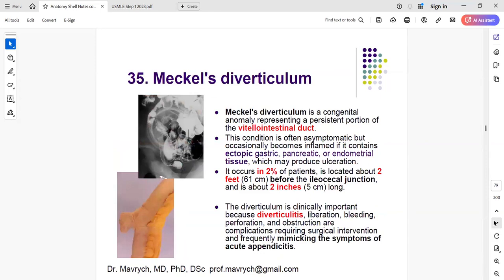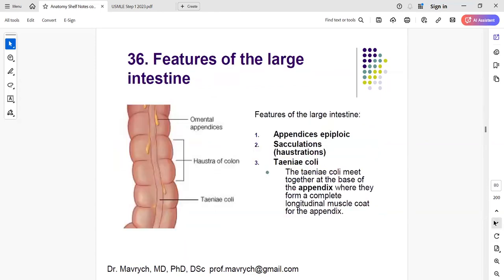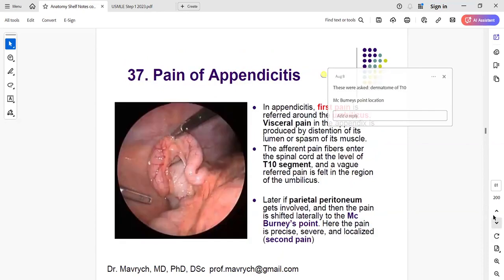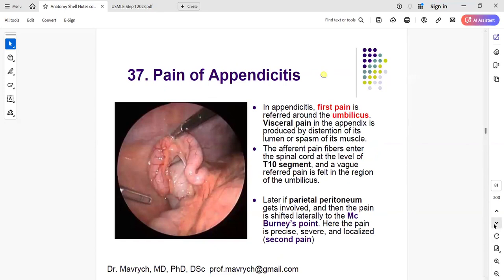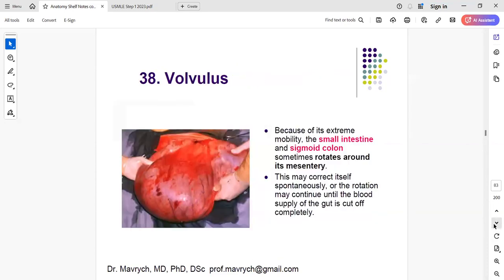Meckel's diverticulum, that's important. They don't usually ask about appendicitis because everyone knows about McBurney's. It's pretty basic.